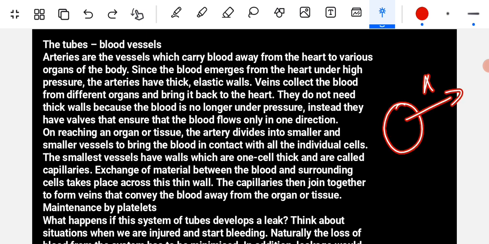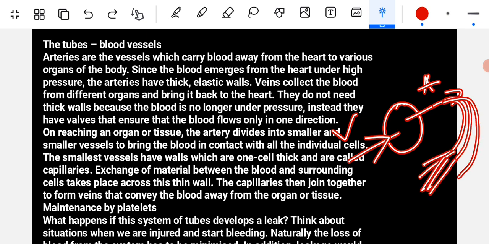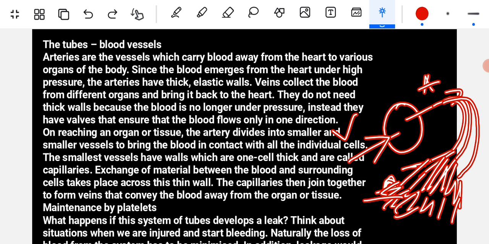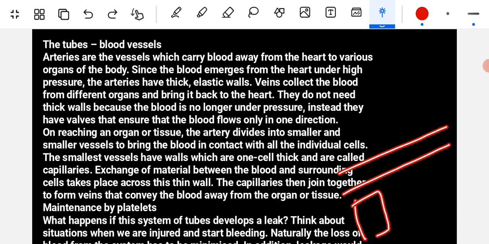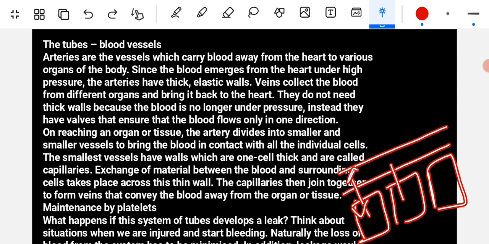So this is an artery and this is a vein, and the artery has to reach every cell. For that purpose it is divided into smaller sections, and again smaller sections, until it is a single cell thick, and then it is called a capillary. These capillaries join again to form the veins. If these are some cells and the capillary is very thin, there will be an exchange of material here. This is what was explained.